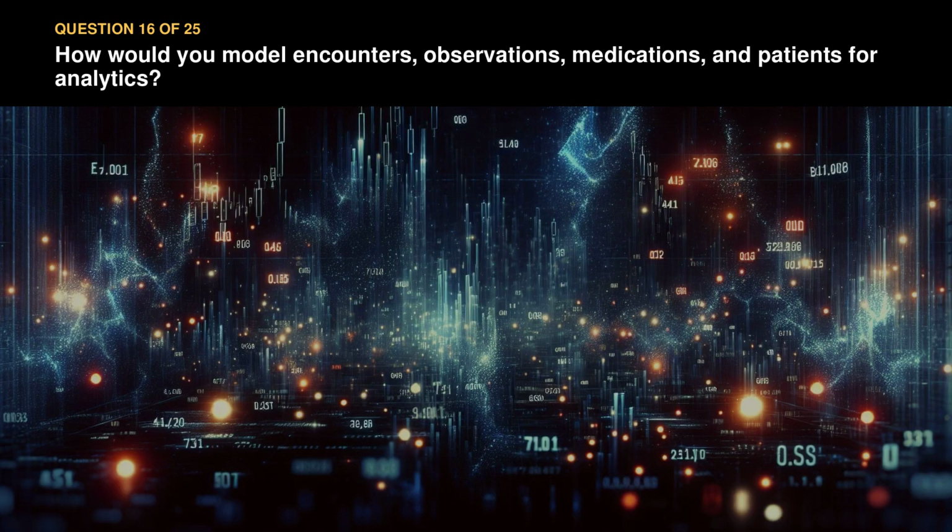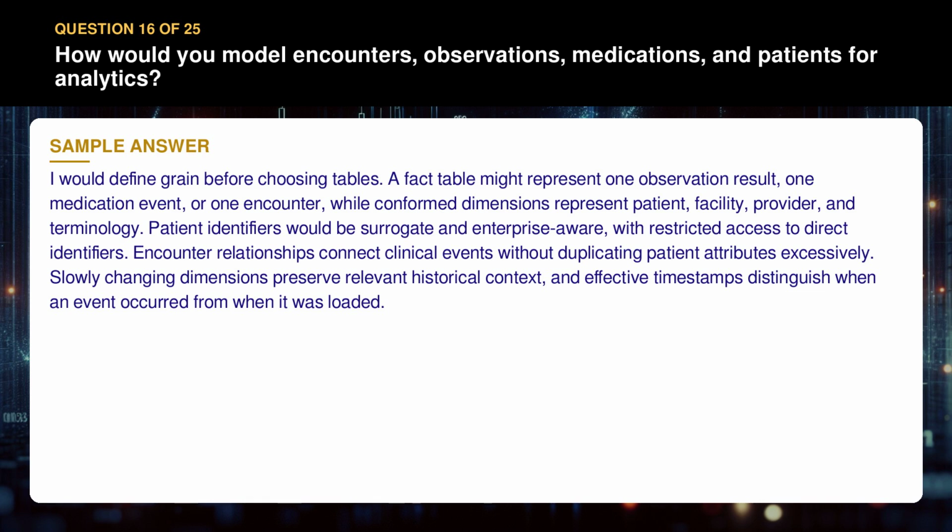Question 16. How would you model encounters, observations, medications, and patients for analytics? I would define grain before choosing tables. A fact table might represent one observation result, one medication event, or one encounter, while conformed dimensions represent patient, facility, provider, and terminology. Patient identifiers would be surrogate and enterprise-aware, with restricted access to direct identifiers.